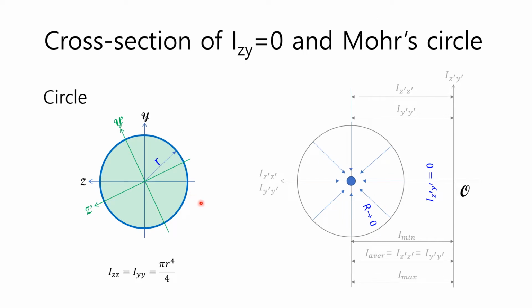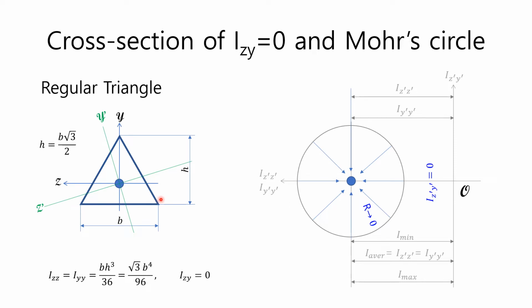A circle has the same second moment of area and the zero product moment of area with respect to any coordinate system with its origin at the centroid. Therefore, all the axes passing through the centroid are principal axes. Similarly, equilateral triangle also has the same second moment of area and the zero product moment of area with respect to any coordinate system with its origin at the centroid. Therefore, all the axes passing through the centroid are principal axes. The radius r of Mohr circle equals 0, and the Mohr circle becomes a point which is not a circle.